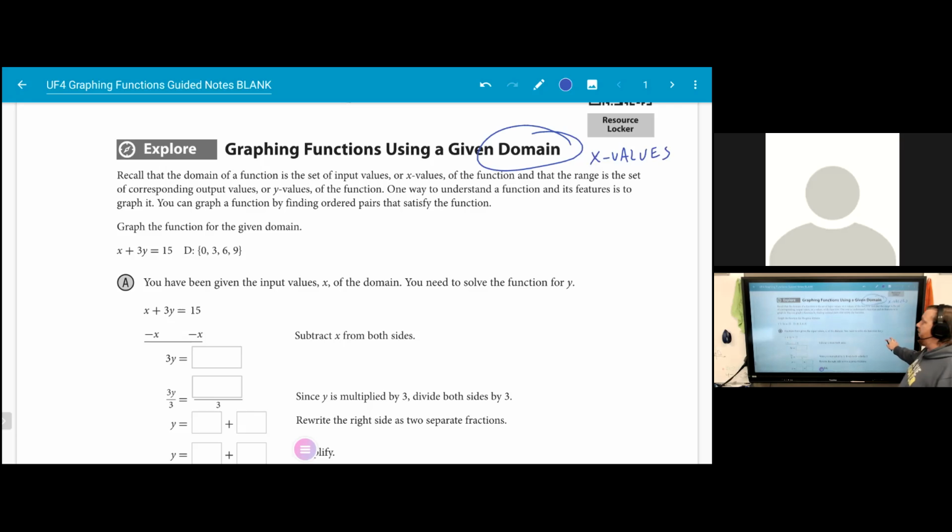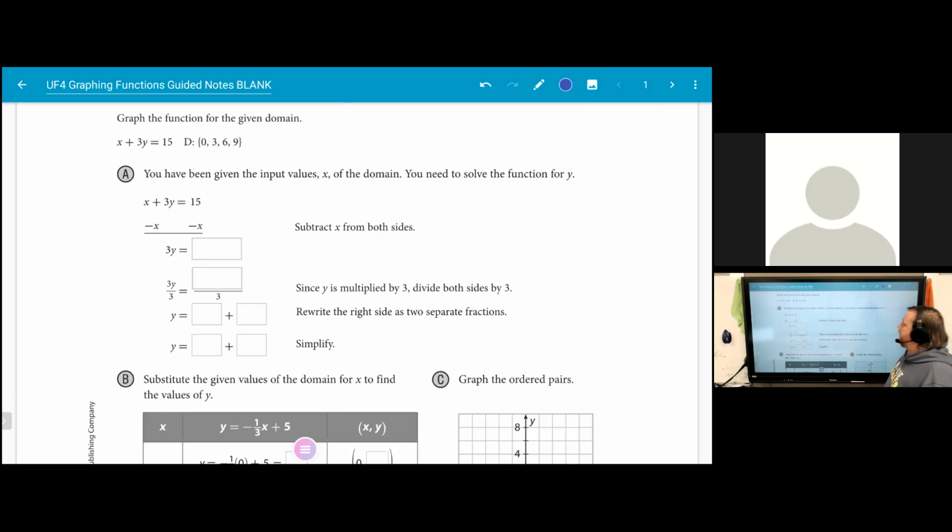What we're going to do is graph this function for the given domain: X plus 3y equals 15, with our domain being 0, 3, 6, and 9. In other words, all we have is X values. We have to find our Y values. If we didn't have that restriction, this would be a line that doesn't end. But we have a restriction. In other words, we only are going to have 4 points. What does that look like? That's a really good question.